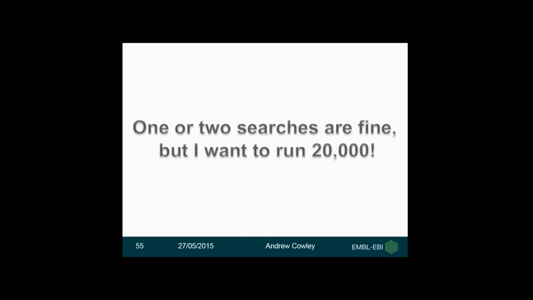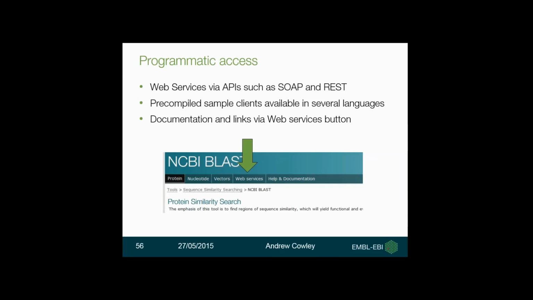Okay, so those web browser searches are fine, but 1 or 2, yeah, I can do 1 or 2 through a website, fine. But what if I want to run 20,000 searches? So for that, we have something called programmatic access via web services. And these are APIs using things like SOAP and REST, and they allow you to programmatically run searches or other tools against the data in our databases.